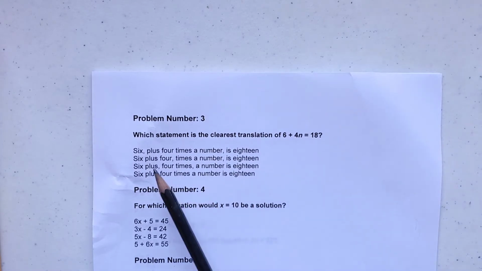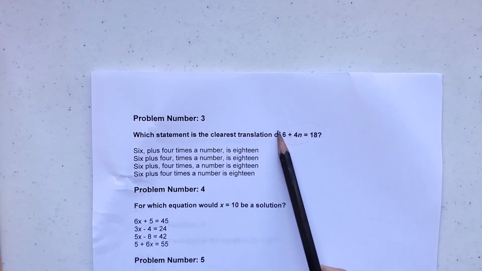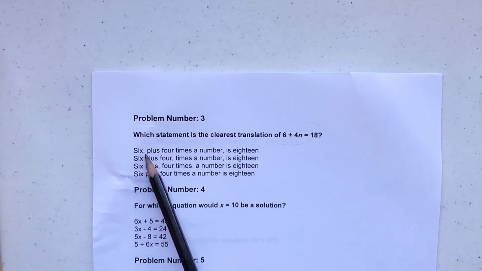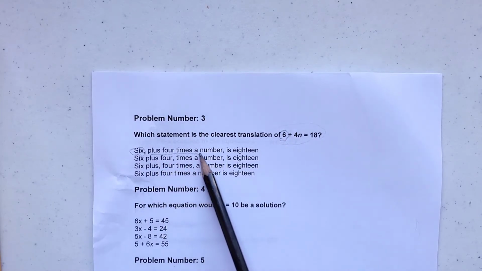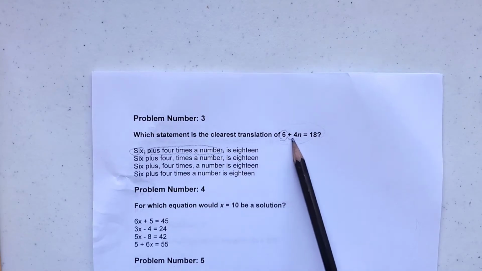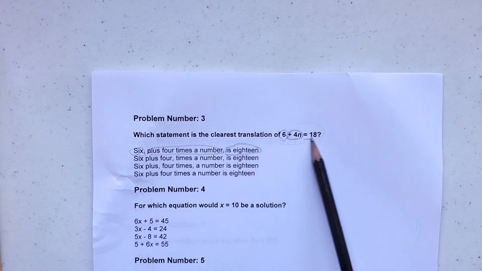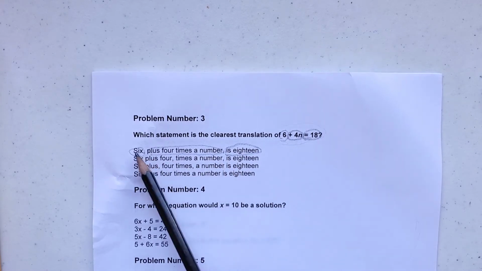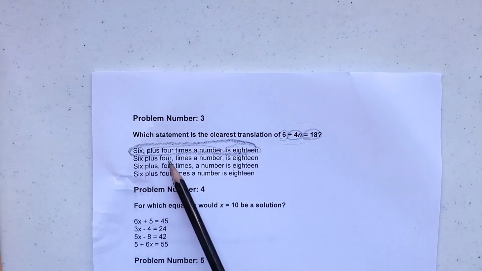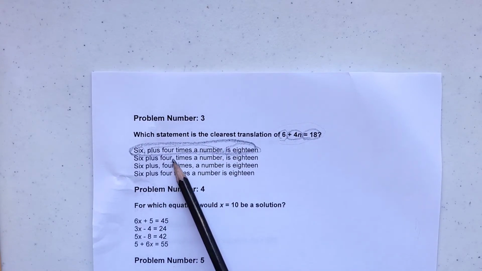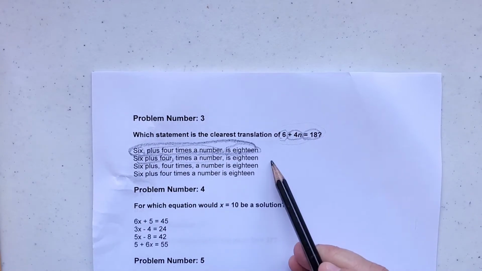Alright, problem number 3. Which statement is the clearest translation of this mathematical equation right here? 6, that would be the first part of the problem, plus 4 times a number, that would be the second part of the equation, is 18. Is means equals. So this one is looking like it's going to be the right one right here. This one says 6 plus 4, and then they put a comma, times a number is 18.